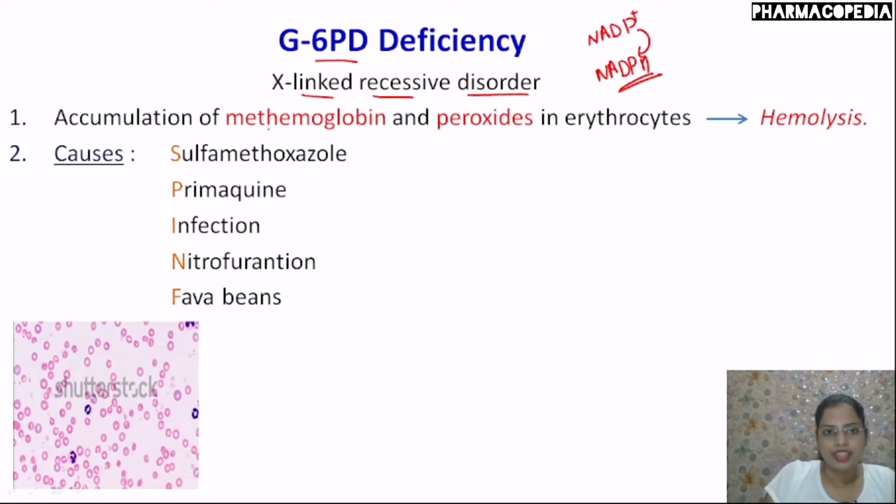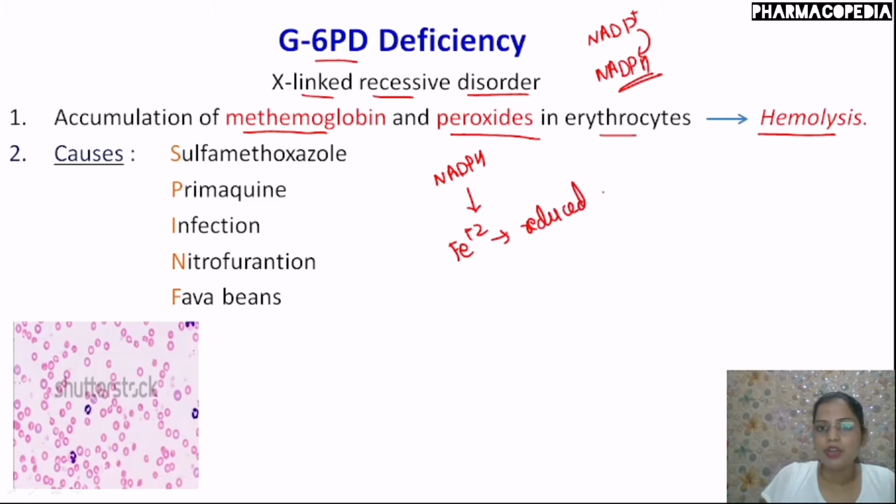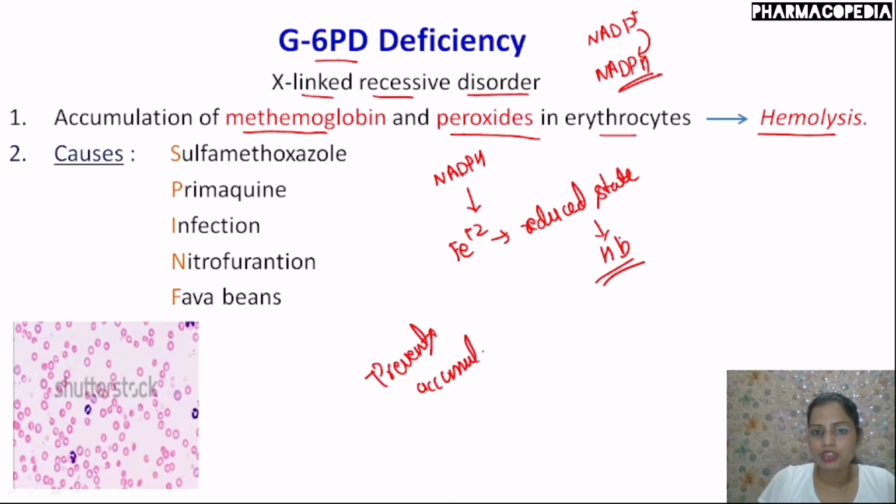When you look at the first point, it causes the accumulation of methemoglobin and peroxides in the erythrocytes and causes hemolysis. In order to understand this point, what you need to know is that ये जो NADPH है ये क्या करता है? It maintains the ferrous or the reduced state of hemoglobin. हेमोग्लोबिन का जो फेरस स्टेट है उसको ये NADPH मेंटेन करता है and therefore it prevents the accumulation of the methemoglobin or the ferric state.